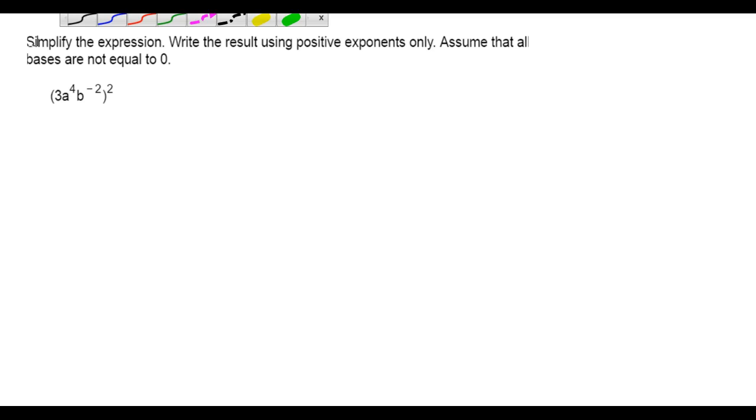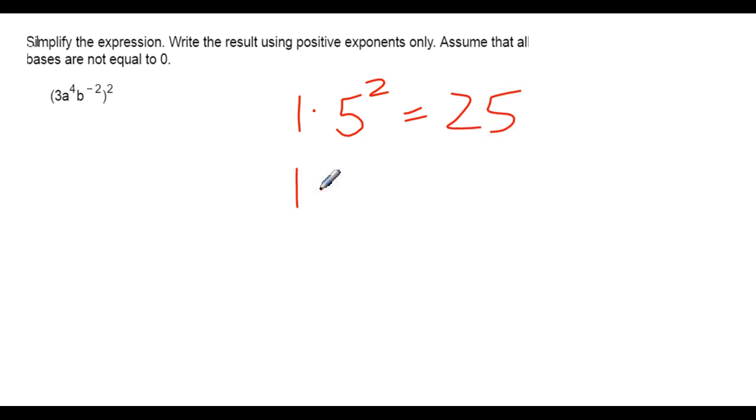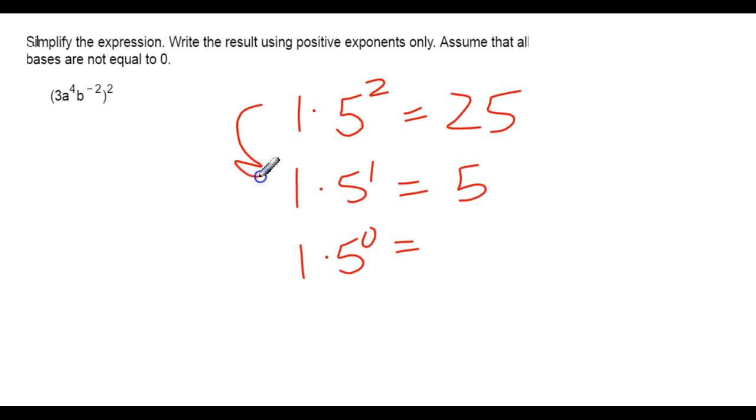If I take 1 times 5 to the second, that's 1 times 5 squared, which is 25. If I multiply 1 times 5 to the first, 5 to the first is 5, so that's going to end up being 5. If I multiply 1 times 5 to the 0, well, what's the pattern here? Every time I go down 1 on the power, I end up dividing by 5. So I divide by 5, I divide by 5, and I end up with 1 here.